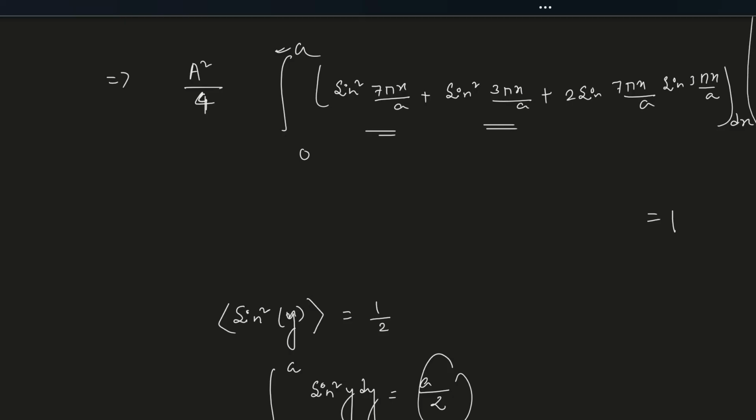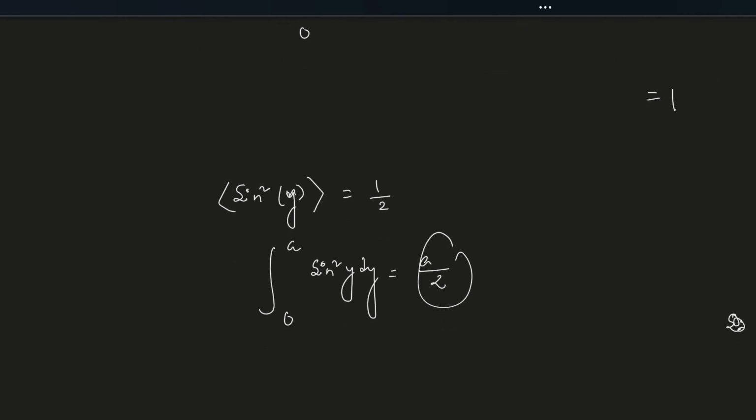So dy equal to a by 7 pi dx. Now if x is from 0 to a, then y will be from 0 to 7 pi a by a, which is just 0 to 7 pi.